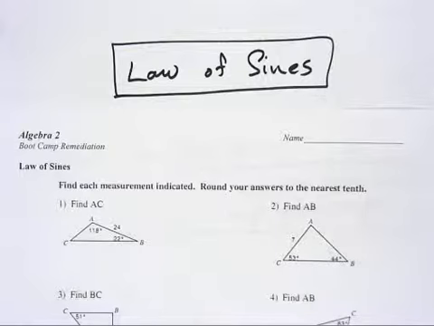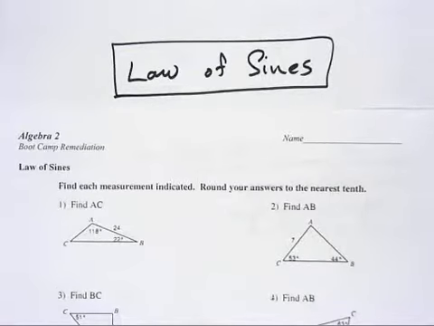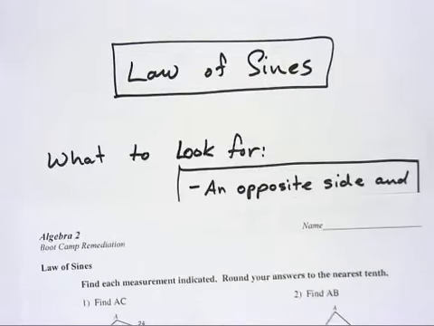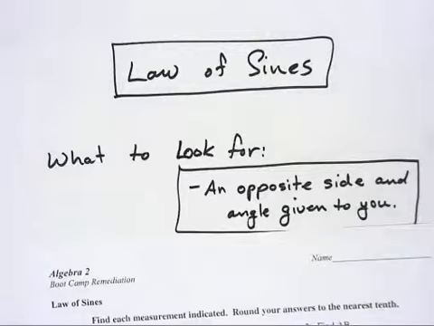So first of all, law of sines. Some things you need to look for and know about law of sines are, first of all, law of sines can work with any triangle. When you want to recognize law of sines, you can only use it when you have 2 things. You have to know an opposite side and an opposite angle that are given to you.